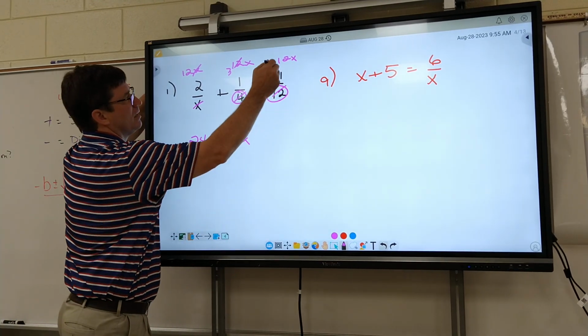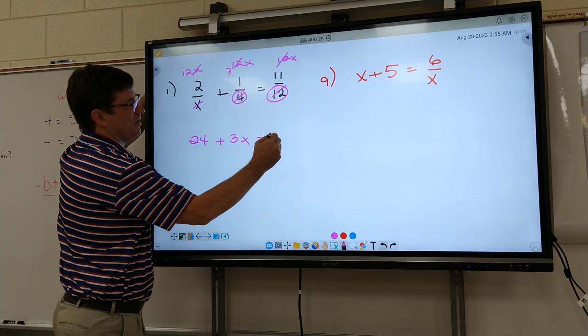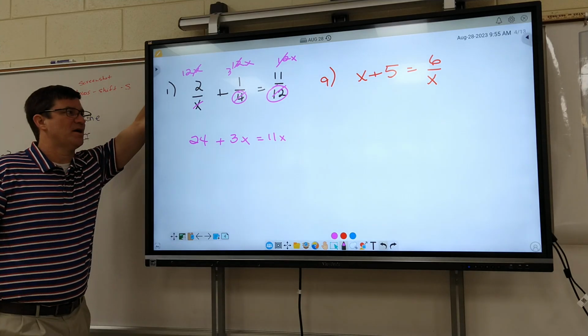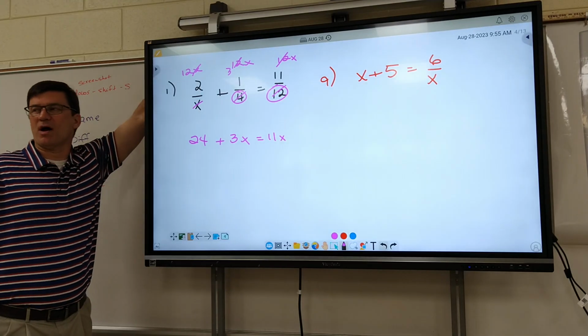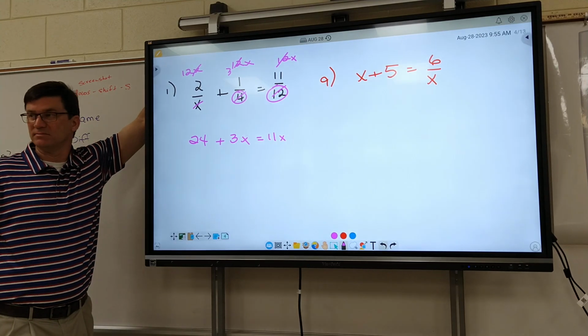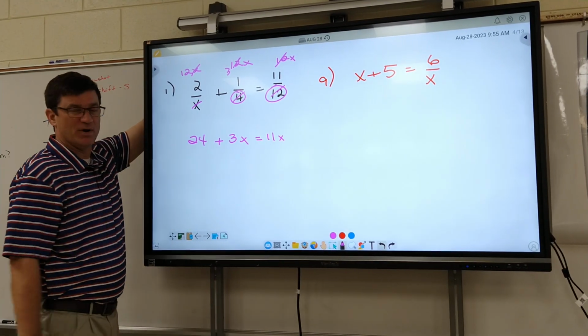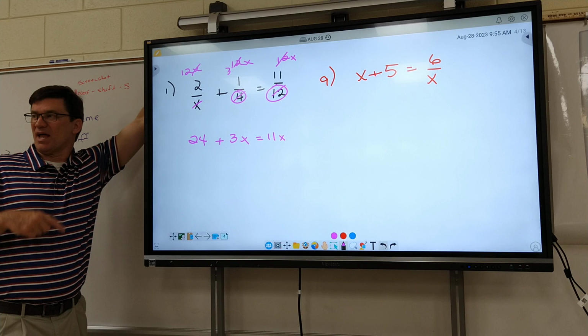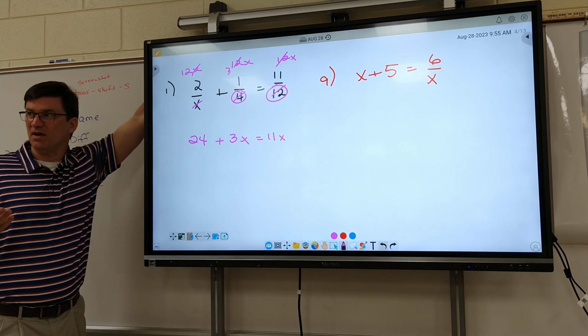Last fraction, cancel the 12s out, bring down 11x. All right, so now you look at what you've got. Will this problem be a problem we can do quadratic formula on? Nope. Why not? No x squares. So when it's like this, you just do your like terms together.